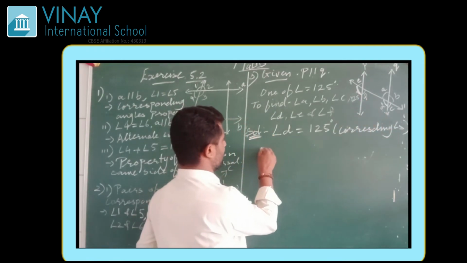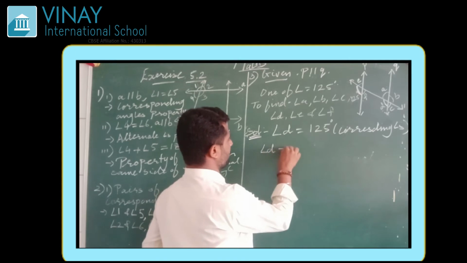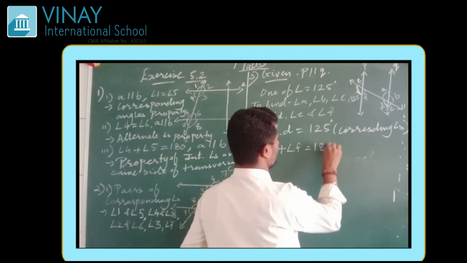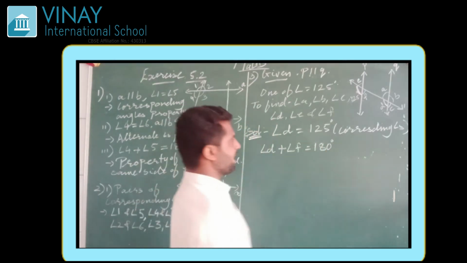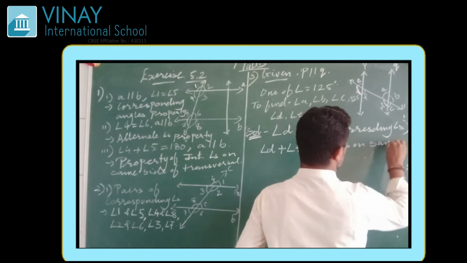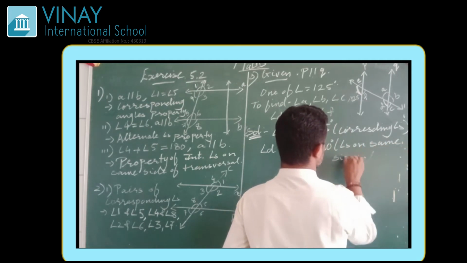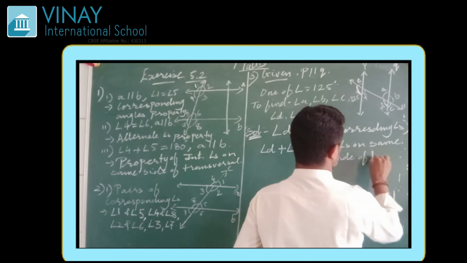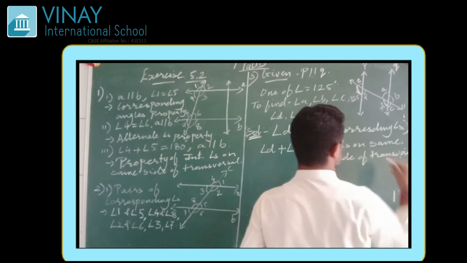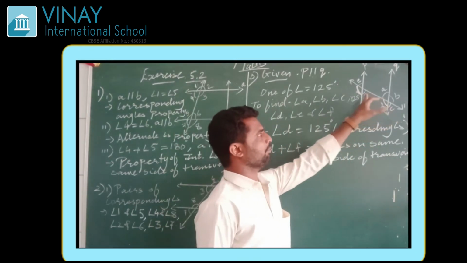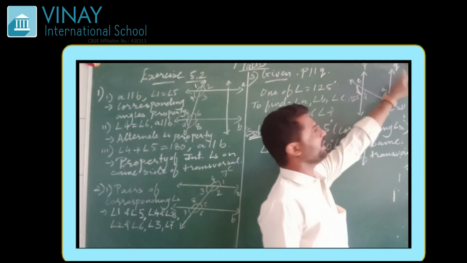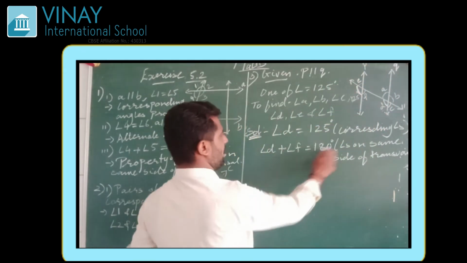So we can say that angle D plus angle F is equal to 180 degrees because they are angles on the same side of transversal. Since lines P and Q are both parallel, they are supplementary.